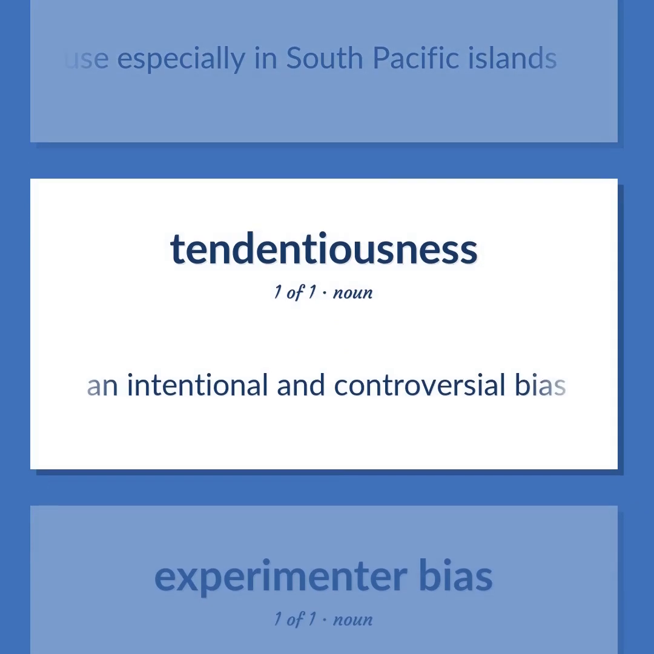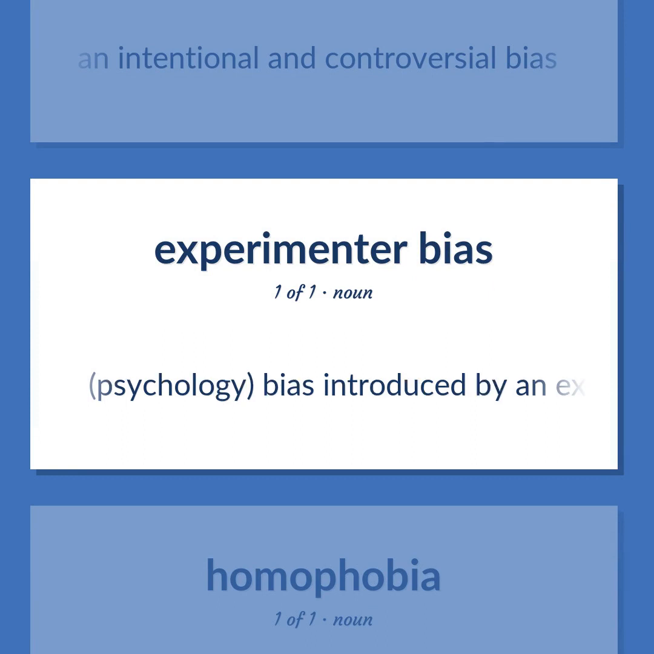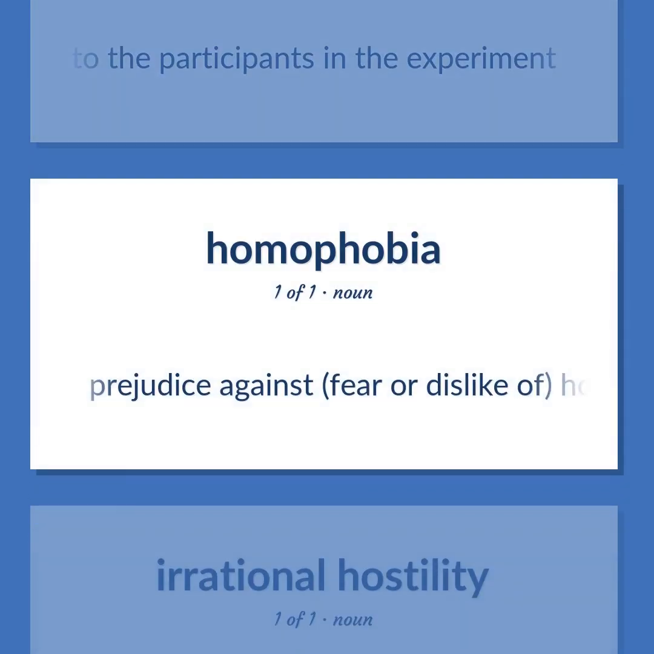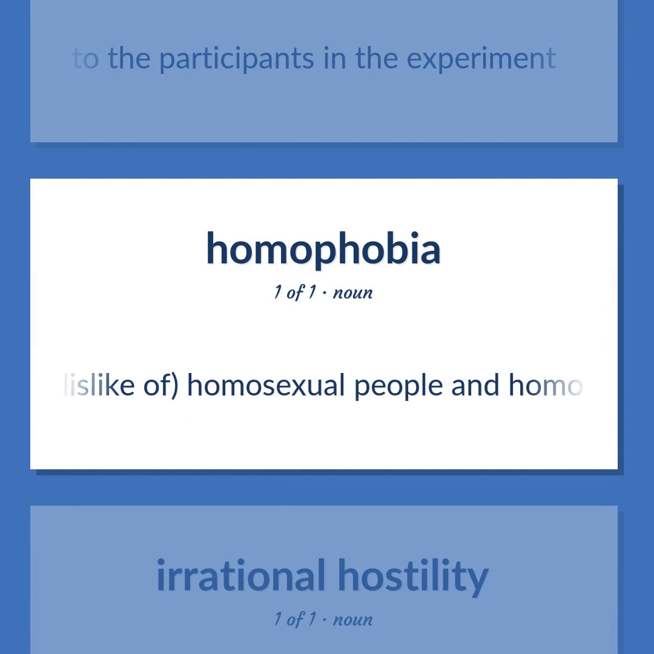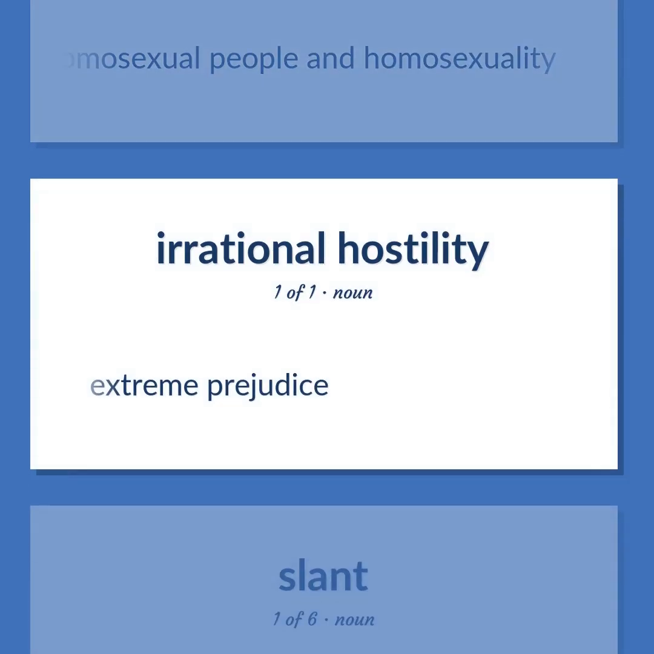An intentional and controversial bias. Psychology. Bias introduced by an experimenter whose expectations about the outcome of the experiment can be subtly communicated to the participants in the experiment. Prejudice against, fear or dislike of, homosexual people and homosexuality. Extreme prejudice.